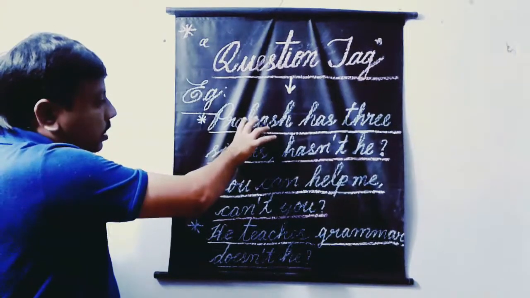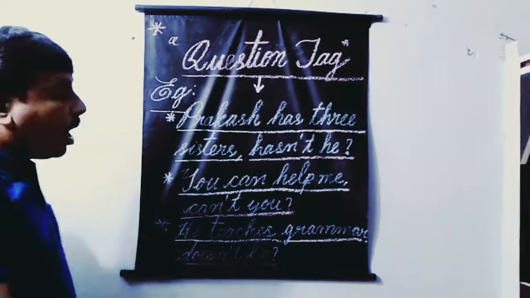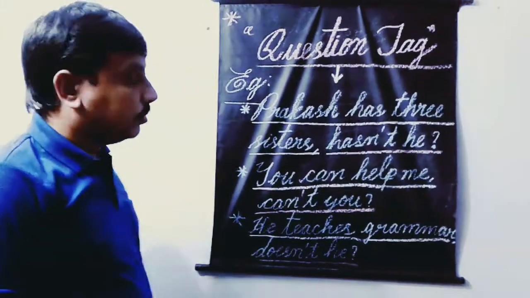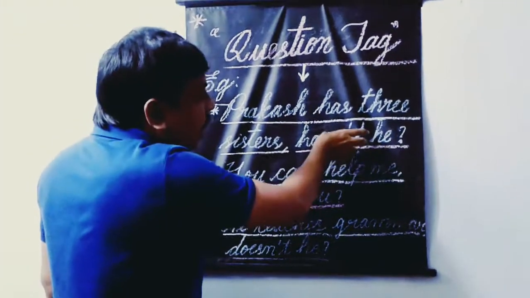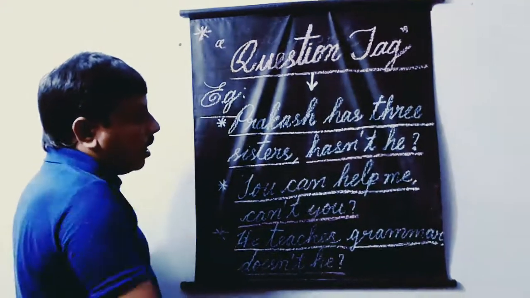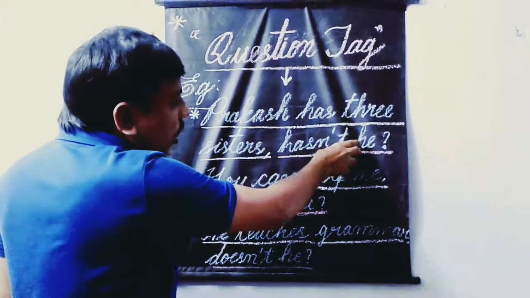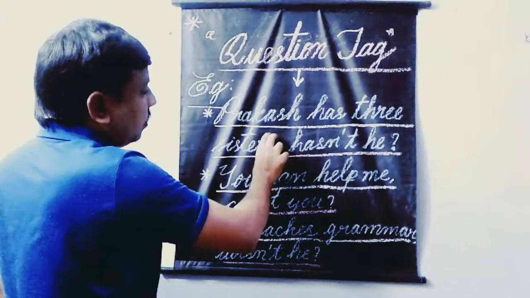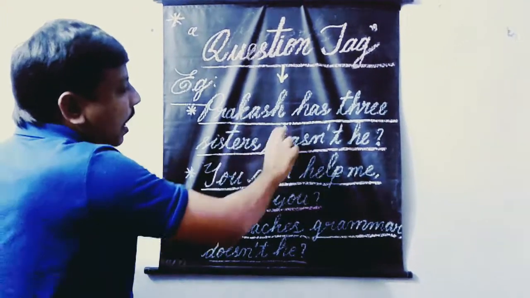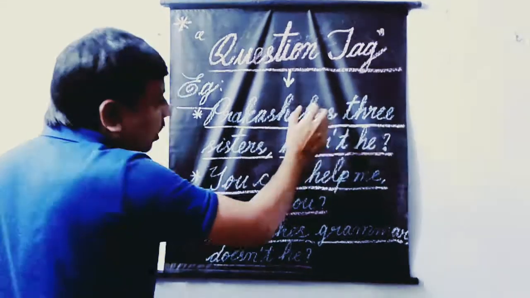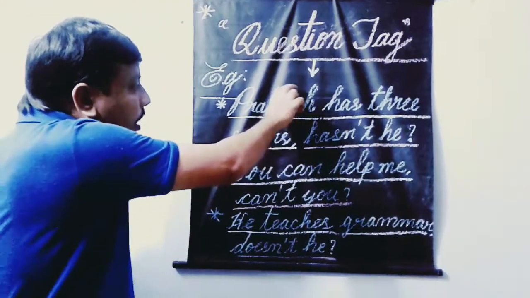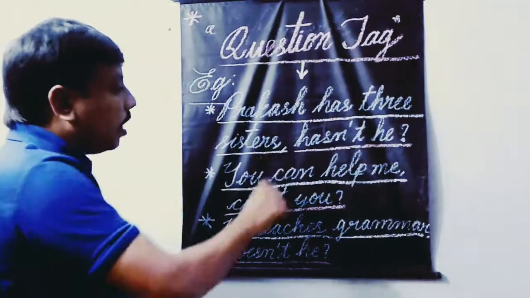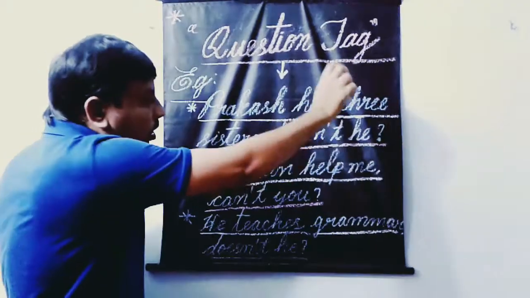The first part is nothing but the former part. The former part is called statement. Hasn't he? This is the later part. Here this later part is called question tag. Prakash has three sisters. This is the former part. Hasn't he? This is the later part. Here the former part is called statement and the later part is called question tag.